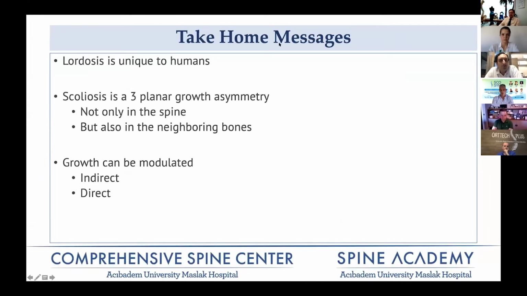So the take-home message of this talk is that lordosis is unique to humans, and it has changed the way our spine is loaded. So this is why human beings are the only species that can naturally get scoliosis. And scoliosis is a 3-planar growth asymmetry. It's not a postural disorder. And this growth asymmetry is not only in the spine, but also in the neighboring bones. And the good news is that growth can be modulated, and we can do indirect modulation by exercises and braces, or we can do direct modulation by vertebral body tethering.